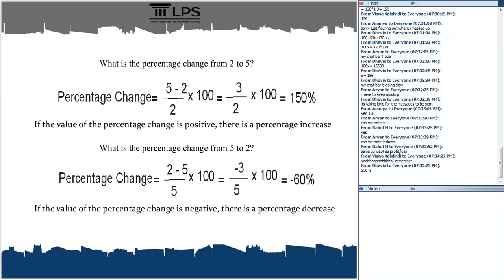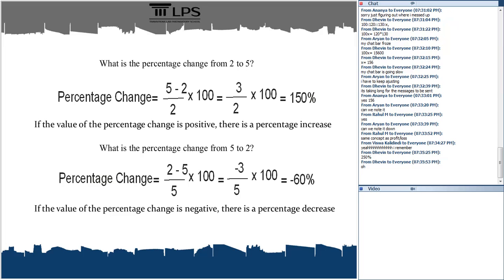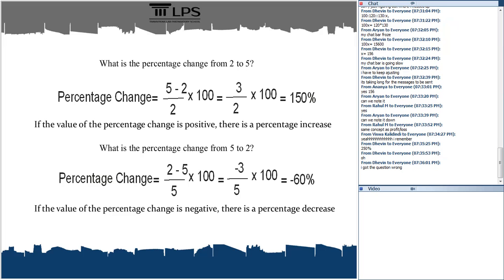Okay, please check. I think you have added, or what have you done? I'm not able to figure that out. Or is it a typo? Dhiven, is it a typo? 102.50% is what you're saying. The answer is not right. Okay. The next thing is if the value of the percentage change is positive, there is a percentage increase. Yeah, Dhiven, I think that was a typo. I understand. That's okay. You got the question wrong. Okay, it was a simple question.